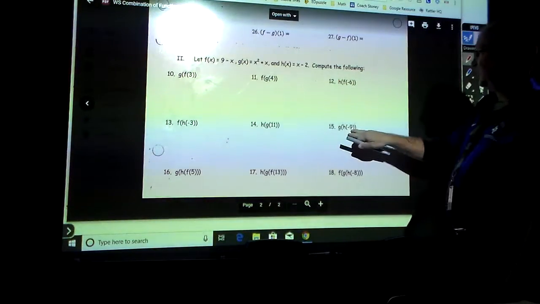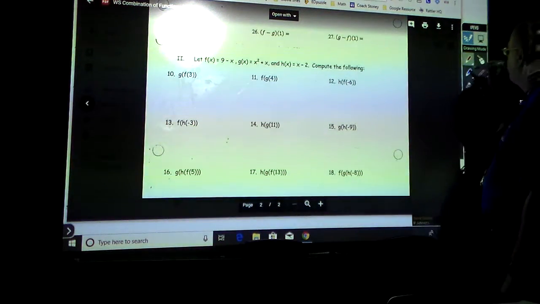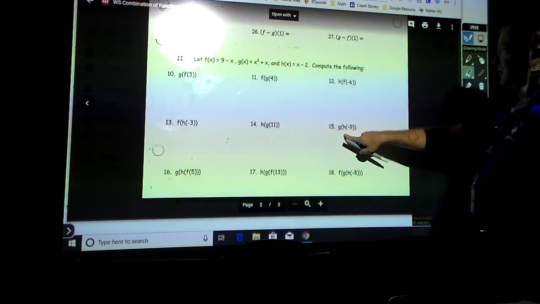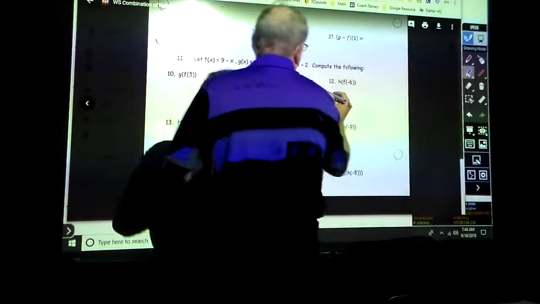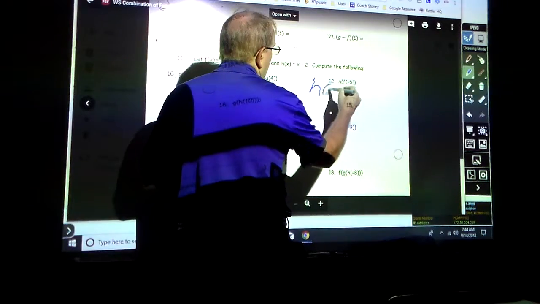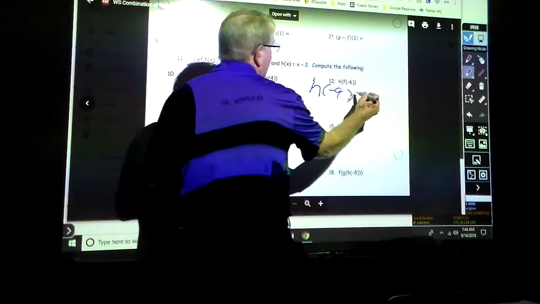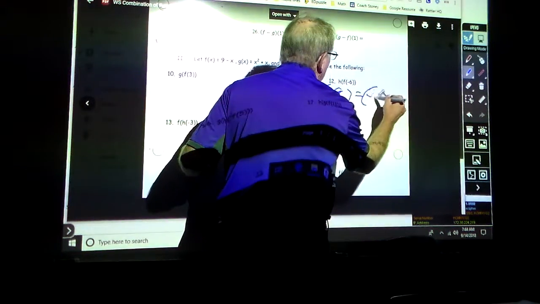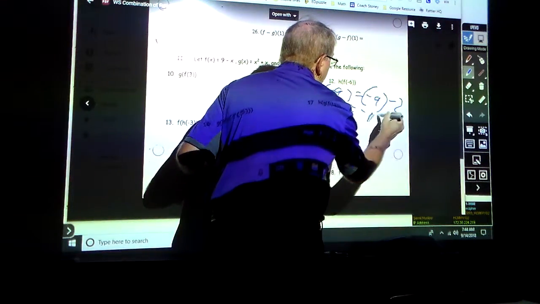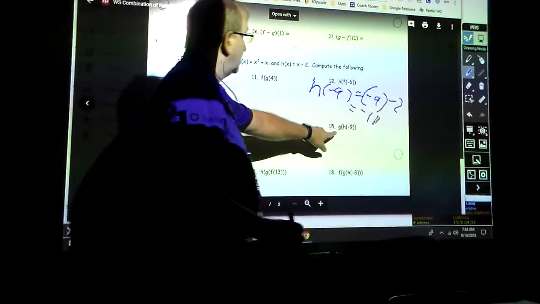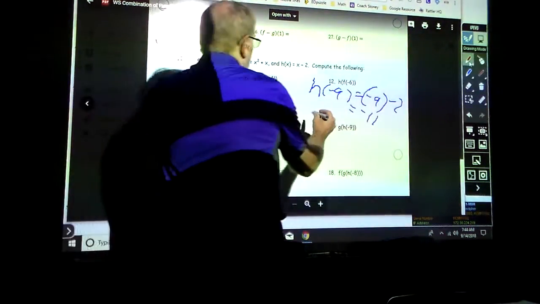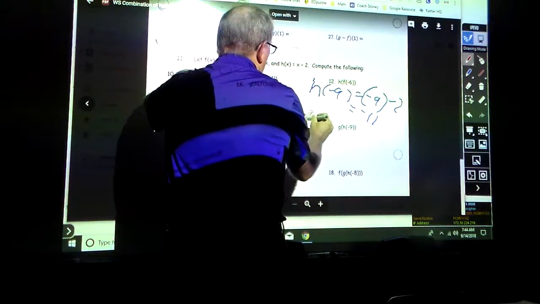So let's come to number 15 here. 15 says do h of negative 9 first, because it's inside the g function. So I'm going to come up here. H of negative 9. The h function says this: x minus 2, so it's negative 9 minus 2, which makes negative 11. And so now I'm going to plug this negative 11 into the g function. So we'll put that right here.